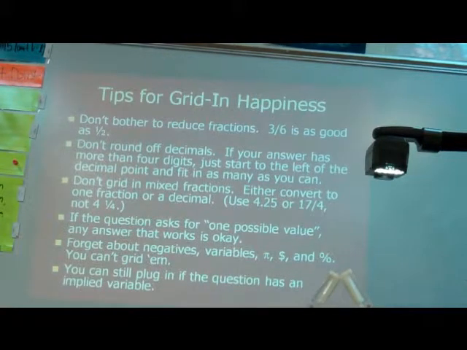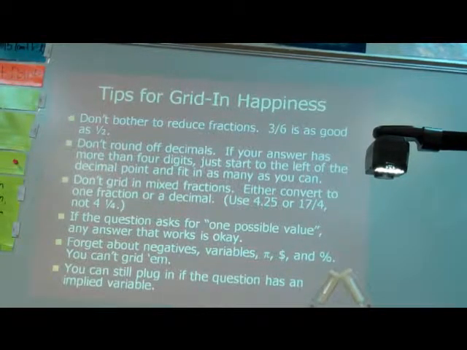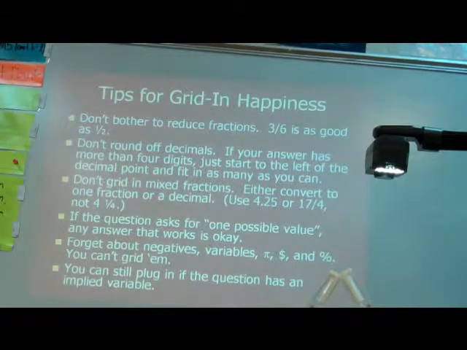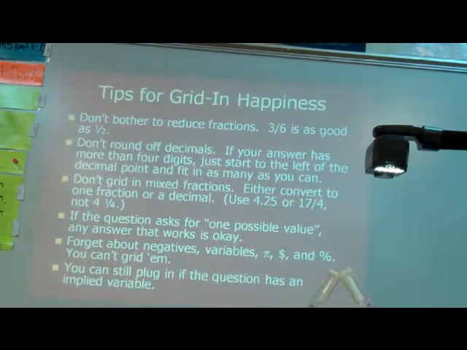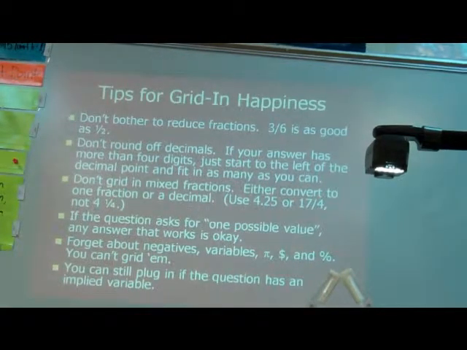If the question asks for one possible value, any answer that works is okay. So once you get an answer that works, stop. You don't have to keep going. Forget about negatives, variables, pi, dollar signs, percent signs. You can't grid them. So if you get a negative or an answer that has a variable in it or something, you've done something wrong. And you can still use the plugging in strategy if the question has an implied variable.